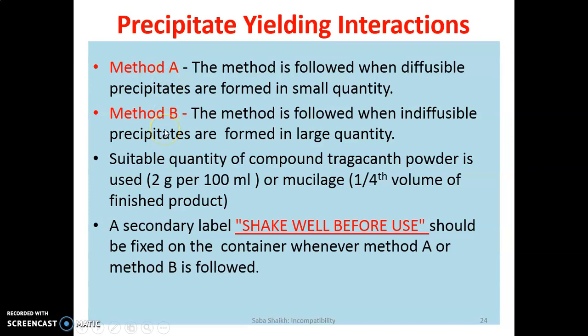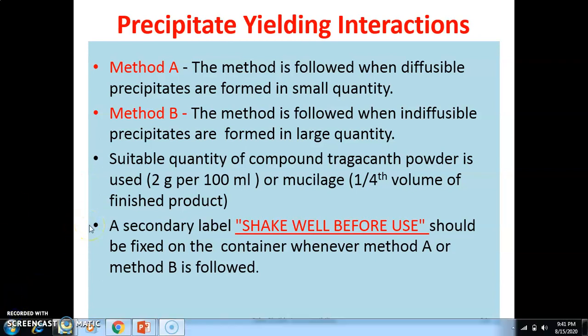In that case, you are going to follow method A. And when the formed precipitate is indiffusible type and in a large quantity, then we have to go for method B. A suitable quantity of compound tragacanth powder or mucilage is used to overcome these interactions. Always remember that tragacanth powder is used in a 2% form. That is, if your solution is 100 ml, you always take 2 gram of the tragacanth powder.